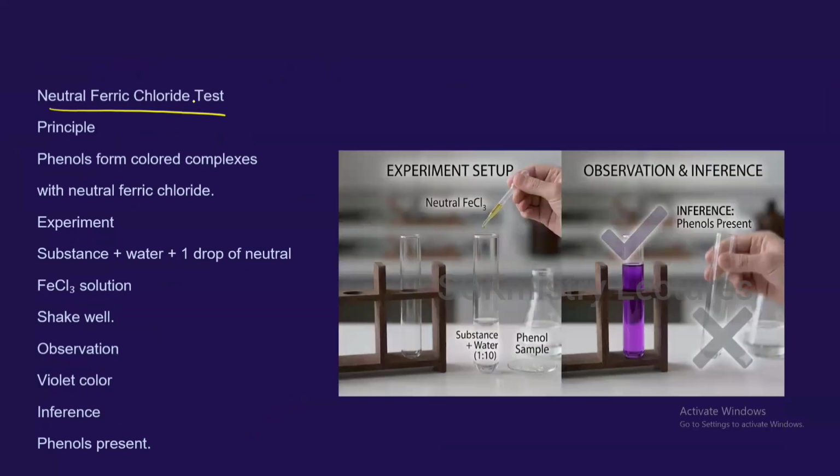Next, this is the neutral ferric chloride test, which is very important in order to check if phenol is present or not. Right. Mainly phenols form colored complexes with neutral ferric chloride. The test is very simple. You take the substance, add water, and to that add 1 drop of neutral ferric chloride solution. After that, shake the mixture well. Suppose the violet color is formed, you can see here the violet color formation. If the violet color is formed, then we can say that phenols are present.